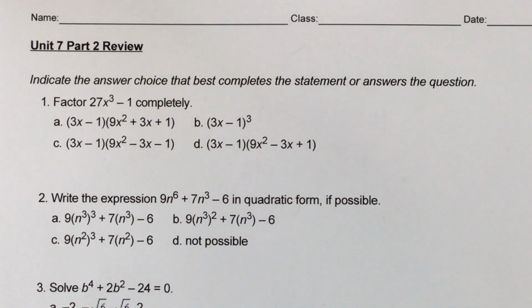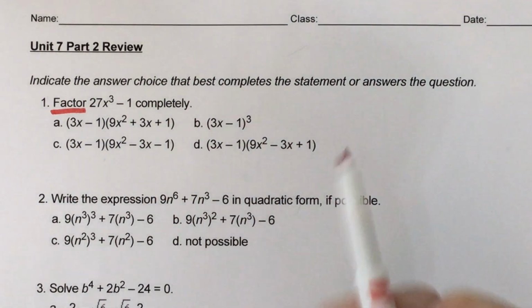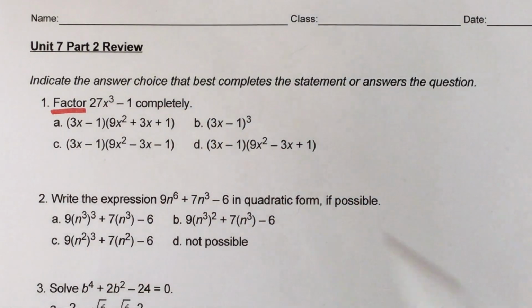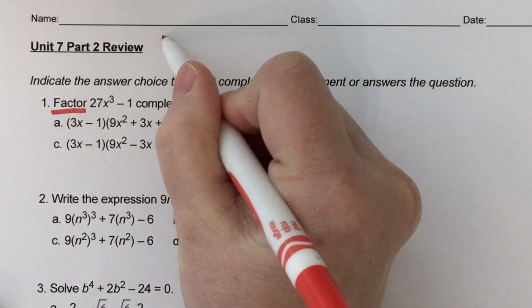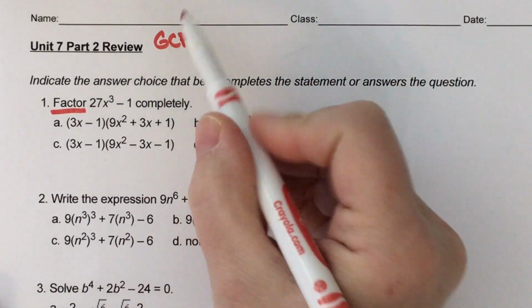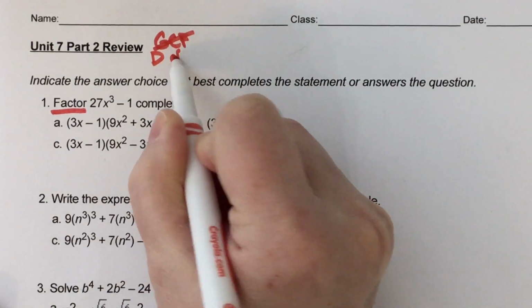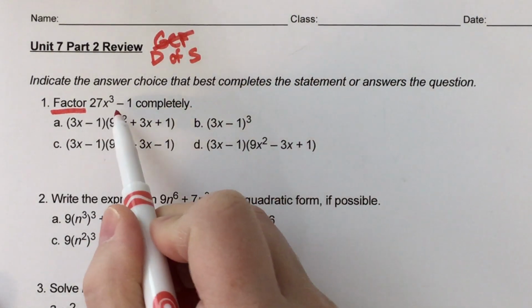I am going to start the Unit 7 Part 2 review. So number 1 is asking us to factor. And this problem has two terms. So first we look for a GCF, but there's no GCF. Then because there's two terms, we look to see if it's a difference of squares. It's got a minus sign.